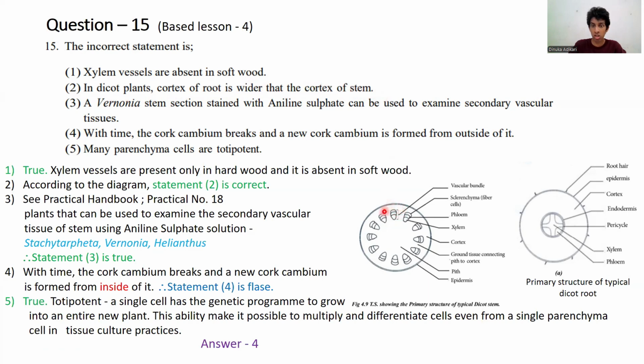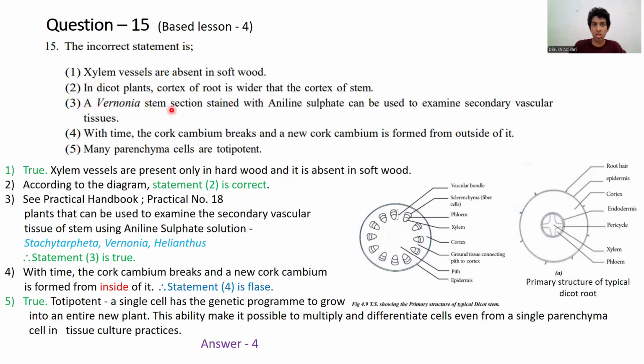So you can see in this diagram, this is the cross section of a primary dicot stem, and this is the cross section of a primary dicot root. So here you can see the cortex of the root is wider than the cortex of the stem. That's because the stem has a pith, but the root doesn't have a pith. Therefore, statement 2 is correct.